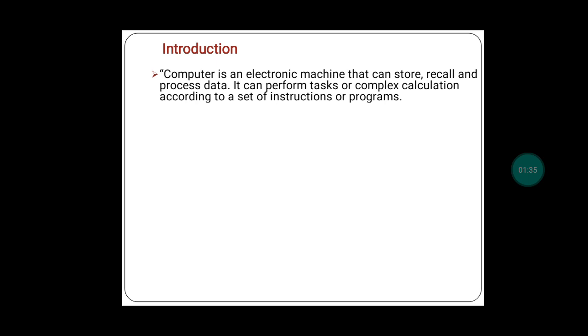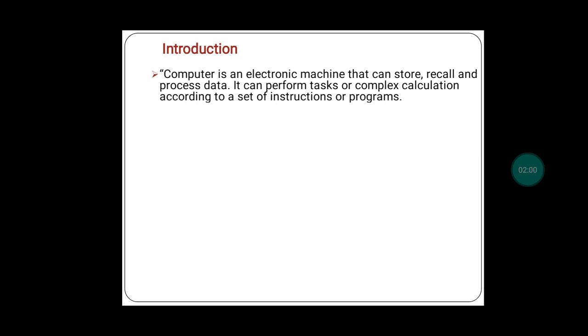What is a computer? As we saw in the last year, a computer is nothing but an electronic machine which can store, recall and process your data. What does that mean, store, recall and process your data? Okay, in the computer you can store your data, and whatever data you have stored can be recalled, in a sense retrieved, you can view that data and process the data.